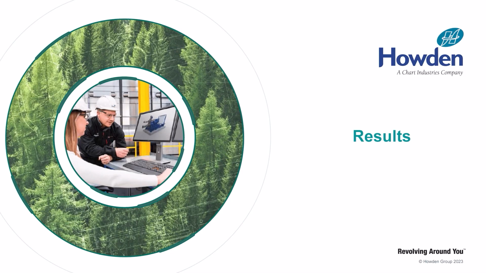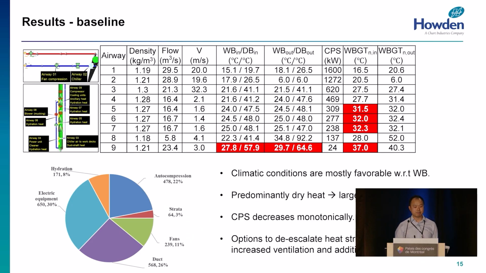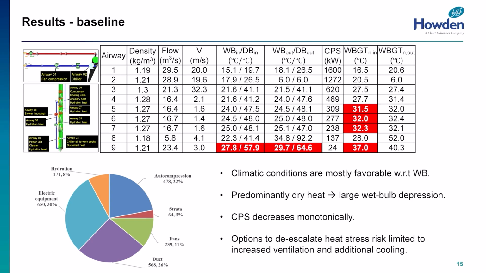Okay, so moving on to the results, this slide shows a summary of the baseline scenario of the 9 airways in question. What's important to note here is when looking at the inlet conditions for wet bulb, the picture that's being painted is actually quite favorable. With the exception of just one airway, most of the airways are in compliance with the wet bulb temperature. However, because of the way the heat sources were applied, there was a predominant use of dry or sensible heat. And what this causes is actually a large wet bulb depression. And what that is, it's just the temperature difference between your wet bulb and dry bulb temperatures.